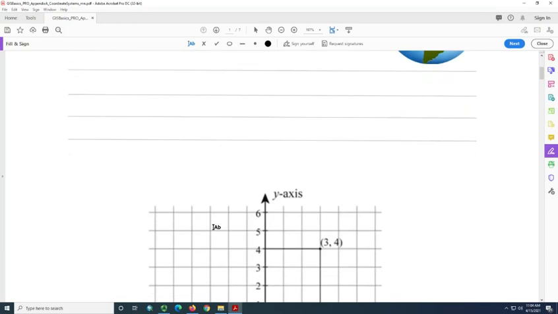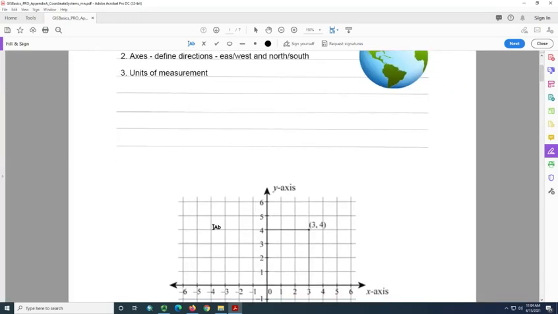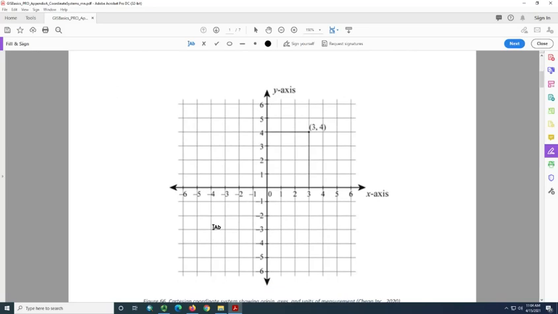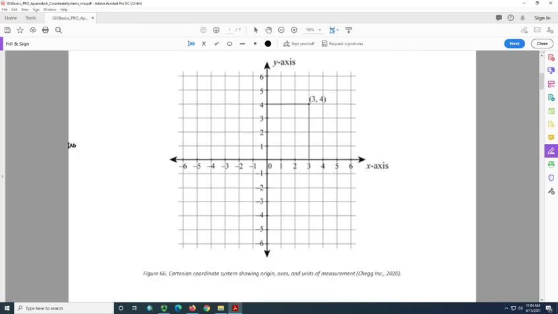We can satisfy all of these requirements with a traditional Cartesian coordinate system. That's what this is called, a Cartesian coordinate system. You've seen this a bunch because half of your high school math is probably based on this sort of thing. Basically we've got an origin, and we've got axes, an up and down and a right and left axis. And then our units of measurement are these little squares.